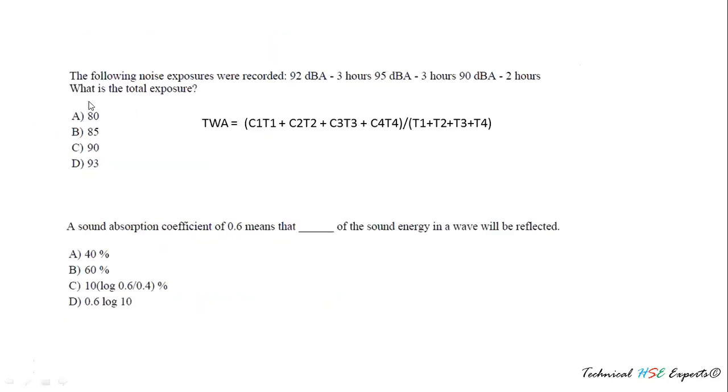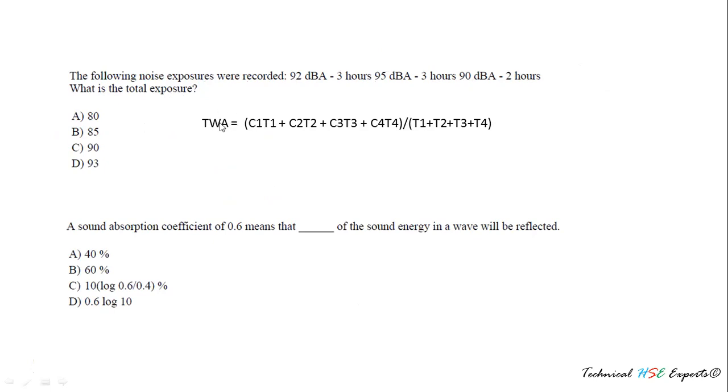So see on this slide, the following noise exposures were recorded: 92 dBA for 3 hours, 95 dBA for 3 hours, and 90 dBA for 2 hours. So imagine the supervisor walks across this noise source for this time period, and they are asking what is the total exposure for an employee.